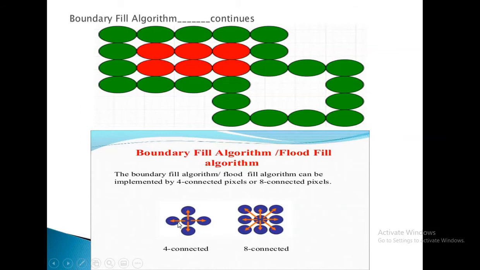So here is a 4 connected region. This one is a seed pixel, and we have to fill the neighboring pixels. In 4 connected region, we have to find out the neighboring pixels, that is left, right, up and down. There are only four neighboring pixels we have to find out, and in 8 connected we have to find out the 2 horizontal, 2 vertical and 4 diagonal pixels.